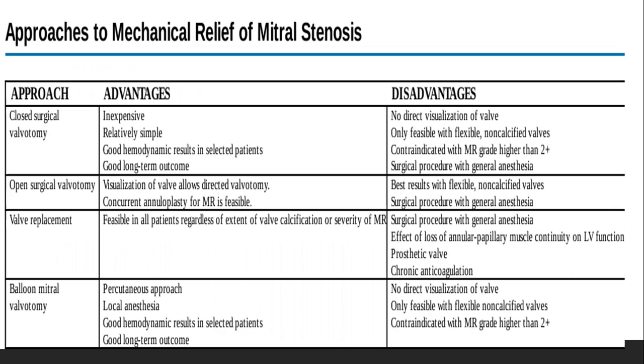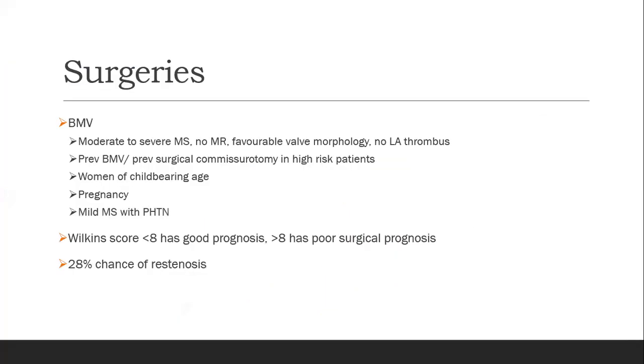Suppose these criteria are not satisfied, the patient has associated mitral regurgitation, or has a calcified valve, we have to do valve replacement. Then when will you do closed mitral commissurotomy or open mitral commissurotomy? There's something in between. We have moderate MS plus a mild MR. We can consider that the in-between one. So this is about surgery.